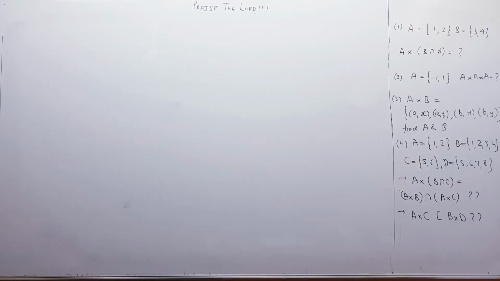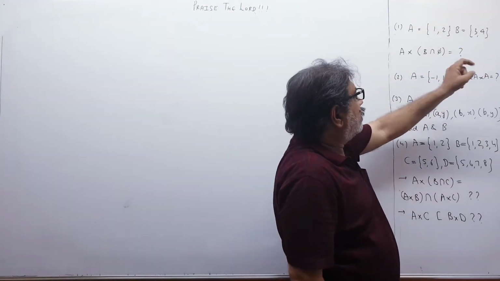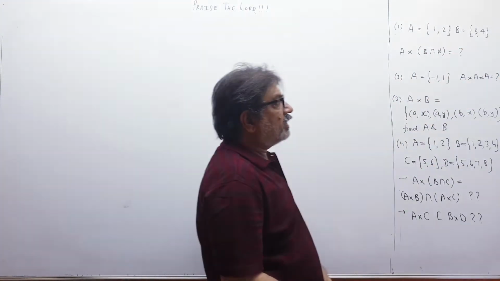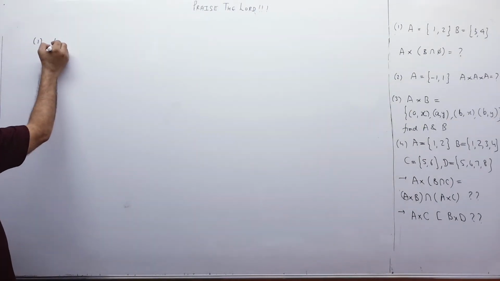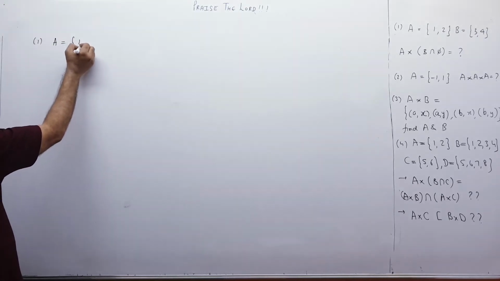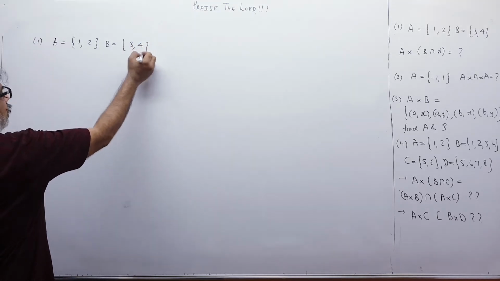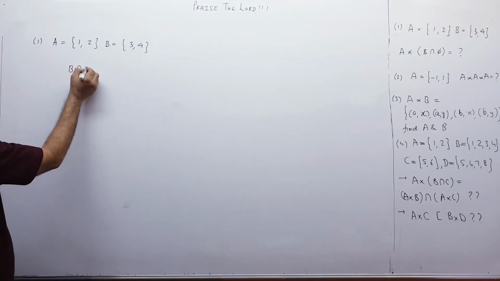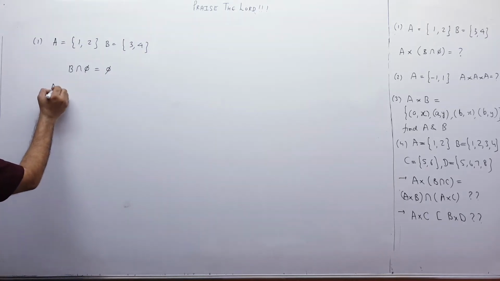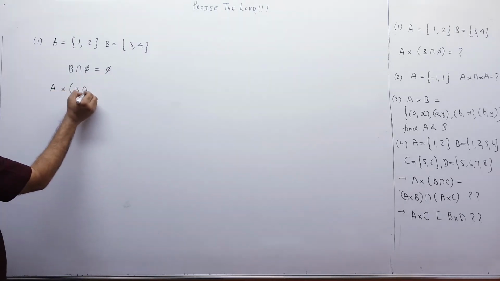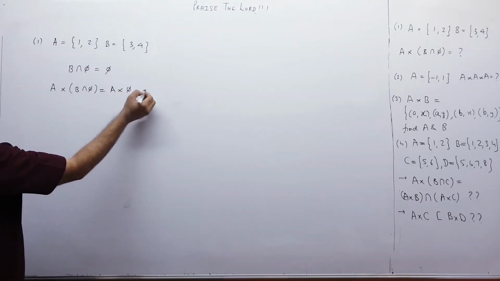Few more sums are there, children. A is a set containing 1, 2 elements, B is containing 3, 4. We have to find A cross B intersection 5. So it's very easy, children. I am doing the first sum for you. A is 1, 2 and B is 3, 4. What will be B intersection? Null set. That is the null set that you already know. And now we want A cross B intersection null set. That means we want A cross null set, and that will be null set.